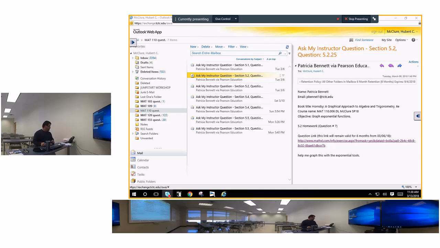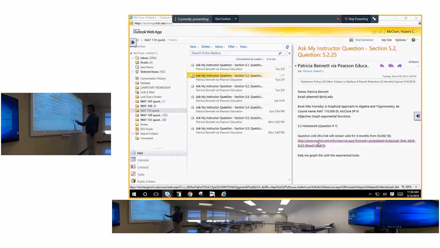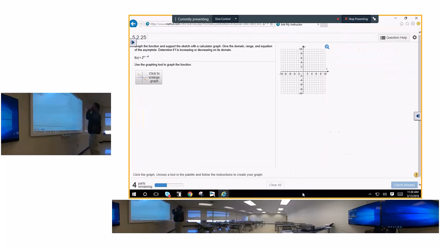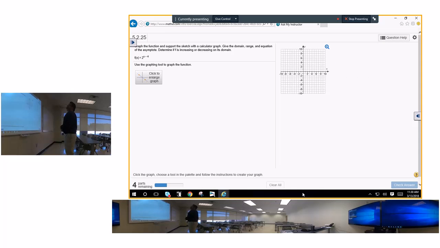Okay, got several questions for this office hour session. The first one is 5.2, number 25/7. Graph the function and support the sketch with the calculator graph. Give the domain, range, and an equation of the asymptote. Determine if f is decreasing or increasing.